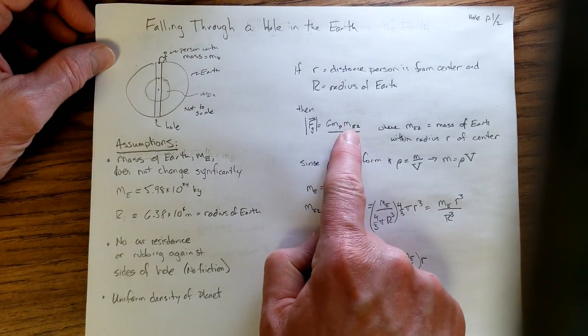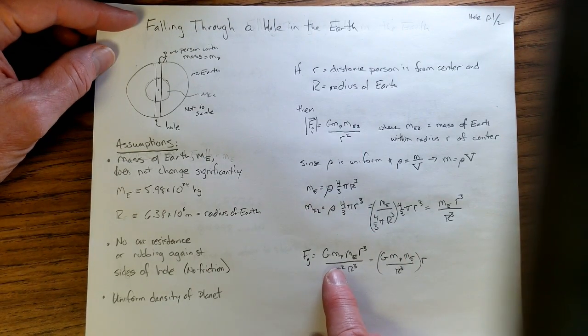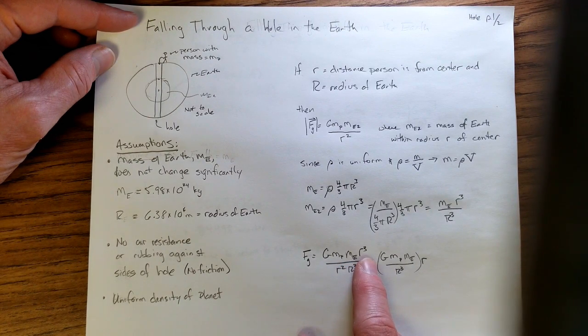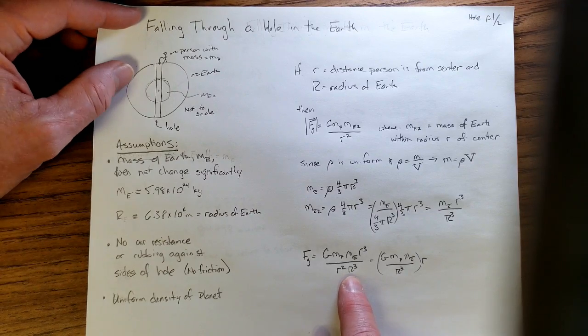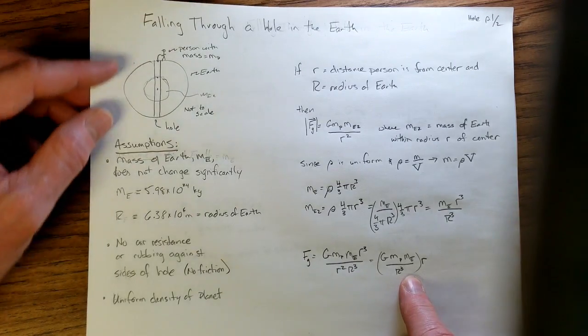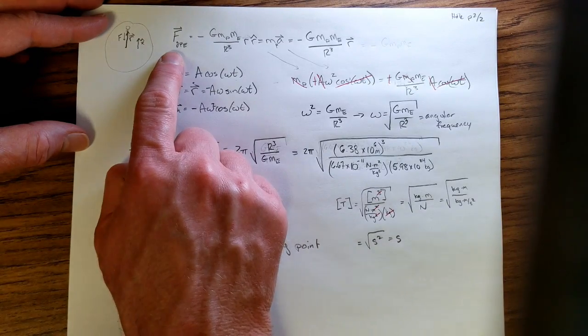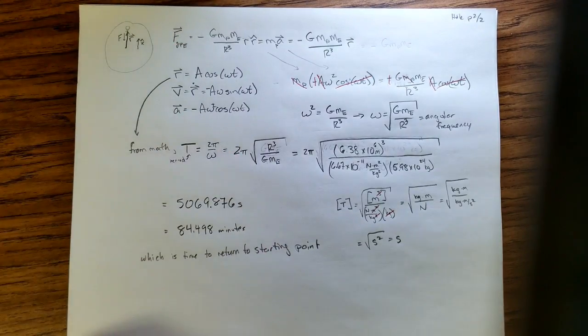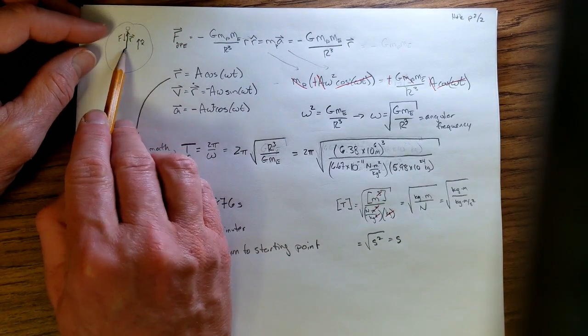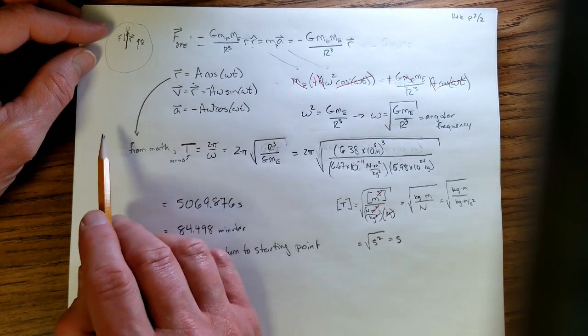Plugging that into our formula here, we get big G times the mass of the person times the mass of the earth times little r cubed over little r squared divided by big R cubed, which ultimately ends up with a linear relationship here with this coefficient. The force of gravity, bringing some formality into it, is acting towards the center, in other words, in the negative r hat direction.